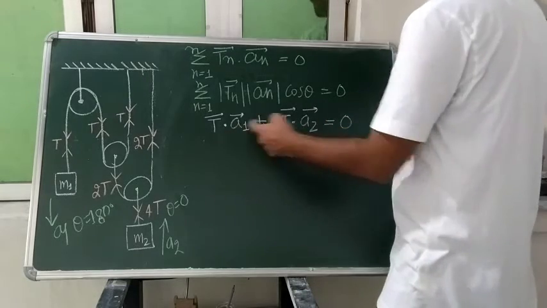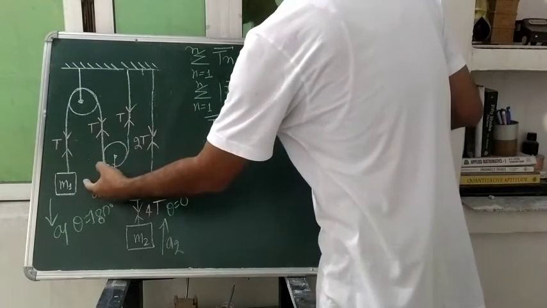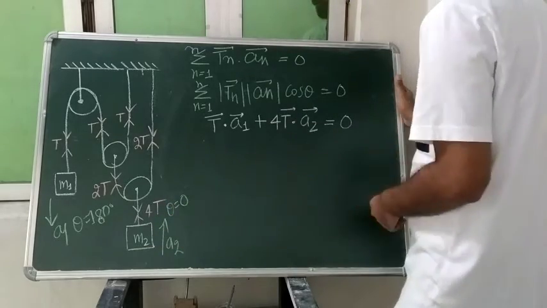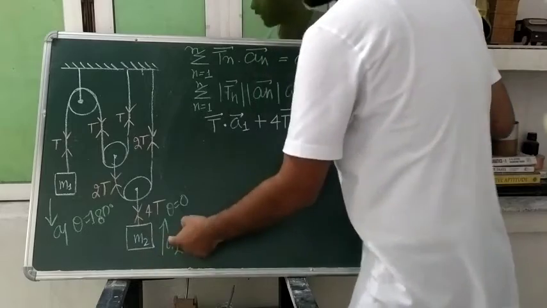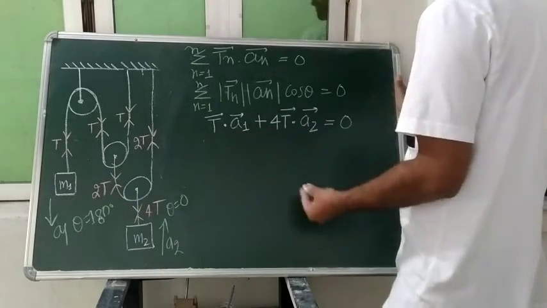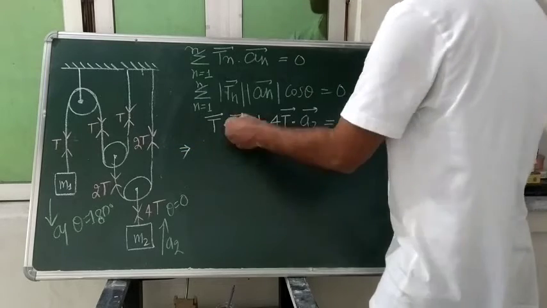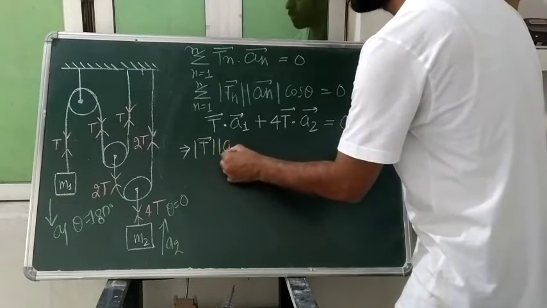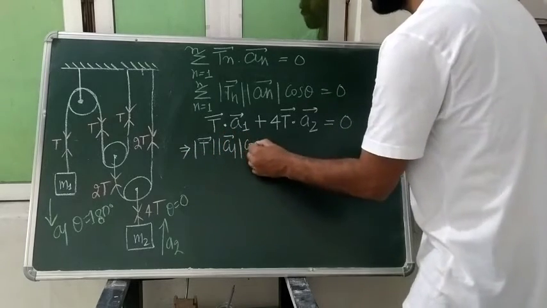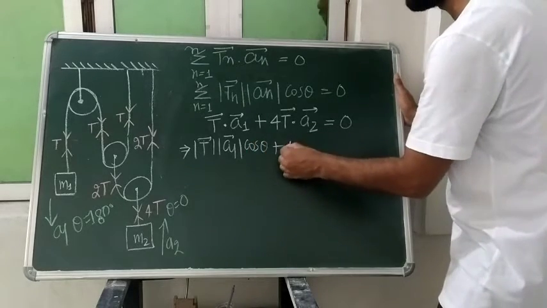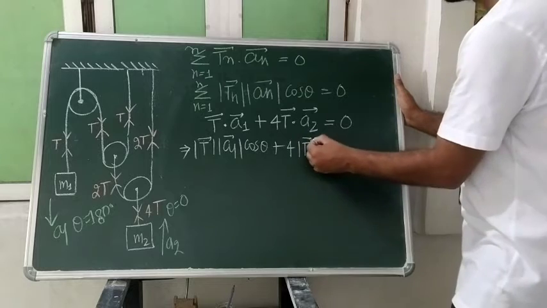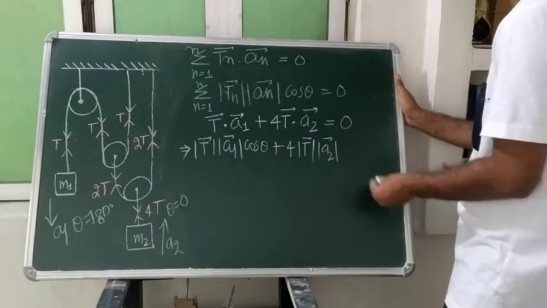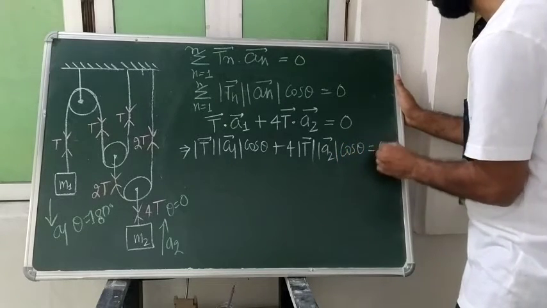No one will write T1 and T2 here. T is the tension of block of mass M1 and 4T is the tension of mass M2. So we will write these tensions and accelerations for blocks 1 and 2. Okay, when we remove the dot, we get the magnitude of this tension vector, magnitude of this acceleration vector times cos theta, plus this: the 4 will come outside, the magnitude of T times the magnitude of the A2 vector times cos theta, that should be equal to what, students?